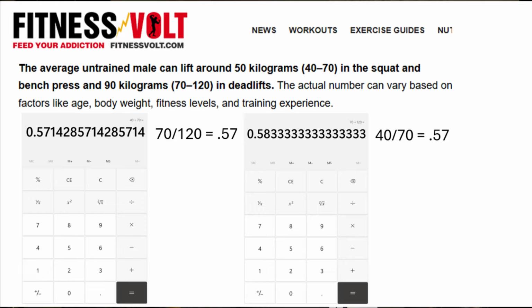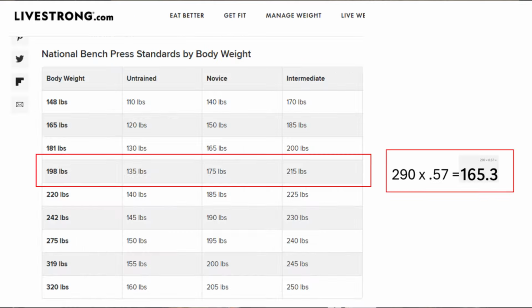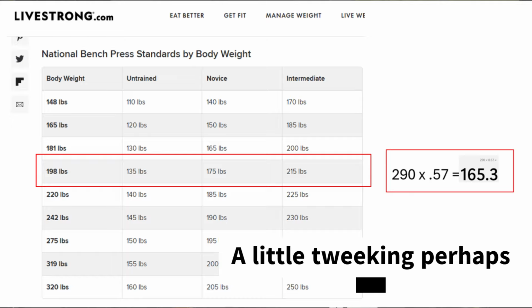But if we look at livestrong.com and look at another chart that they have within their website, we can now look at bench press standards by body weight. And if you look at that 200, look at that novice trained, it's 175. And we can see we've come pretty close to that 175 at 165.3. So the calculation factor is actually pretty good.